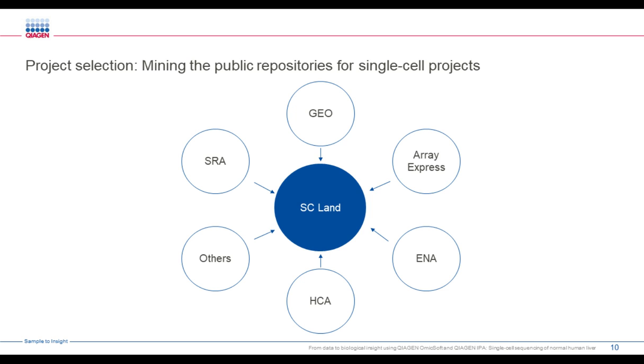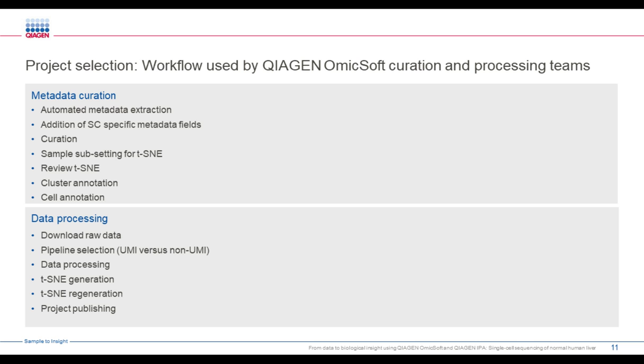So the OmicSoft Land processing pipeline starts with retrieval of public submitted projects relevant to a specific disease that have been submitted to a variety of public resources, including NCBI, SRA, GEO, RS Express, ENEA, and a subset of the Human Cell Atlas. All of that has been curated in a single cell Land pipeline.